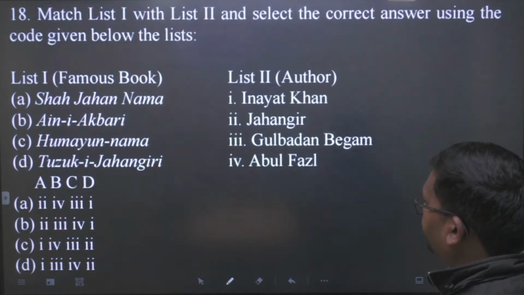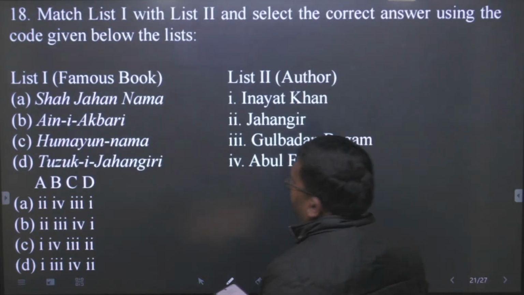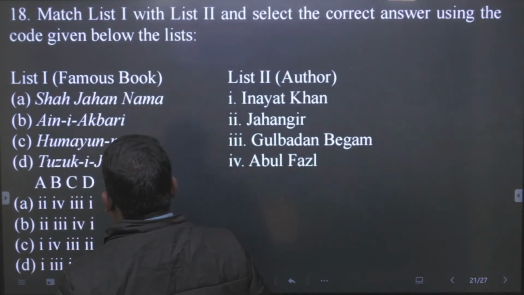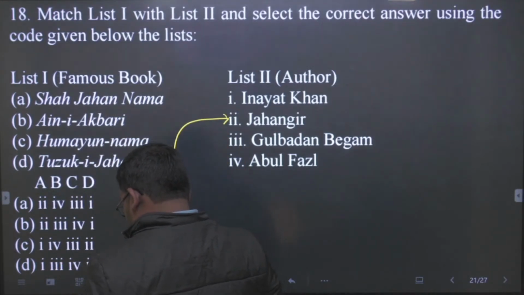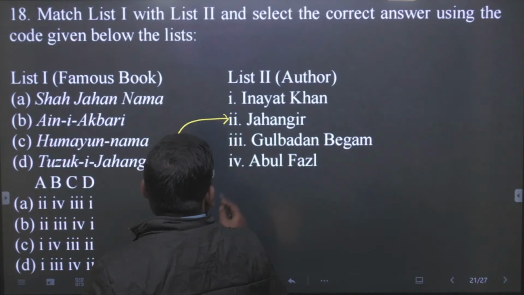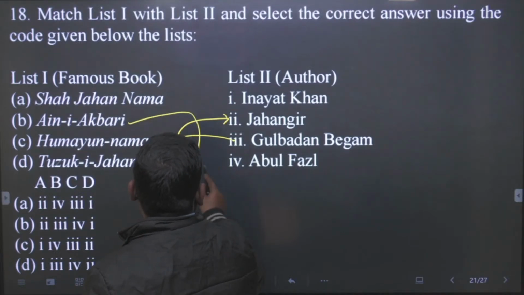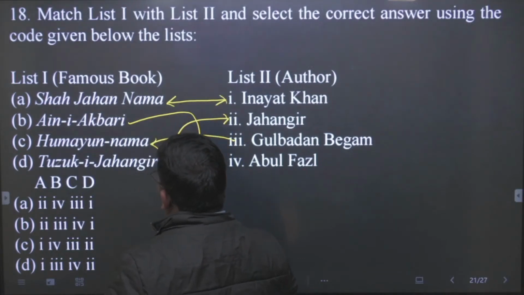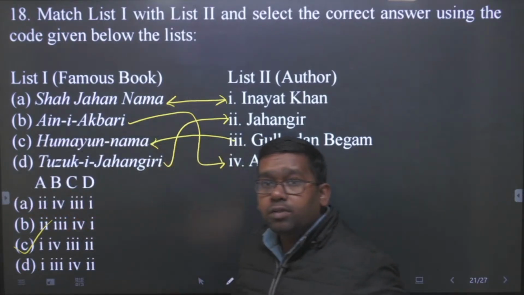Then we have 18. Let us see this question. We have to match the items and see whether we are able to match it or not. So we have Shahjahan Nama, Ain-i-Akbari, Humayun Nama, and Tuzuk-i-Jahangiri. Tuzuk-i-Jahangiri is the one which was completely and firstly written by Jahangir himself. Gul Badan Begum had written Humayun Nama. Ain-i-Akbari is written by Abul Fazl, and Shahjahan Nama is written by Inayat Khan and Abdul Hamid Lahori. So the answer of this question will be C.